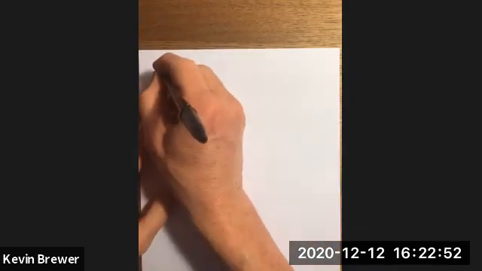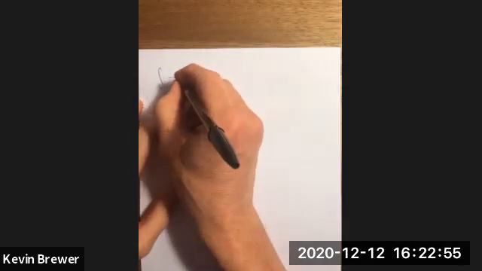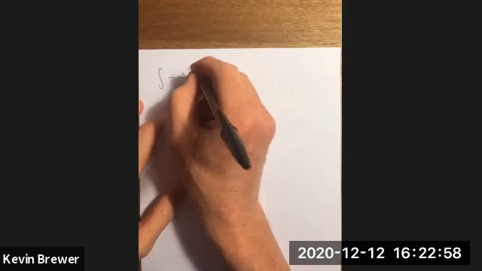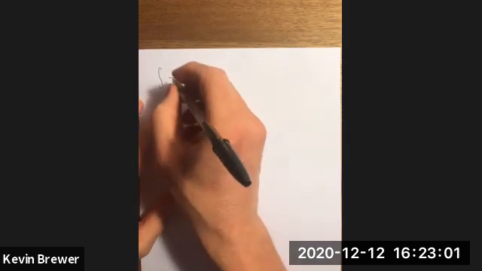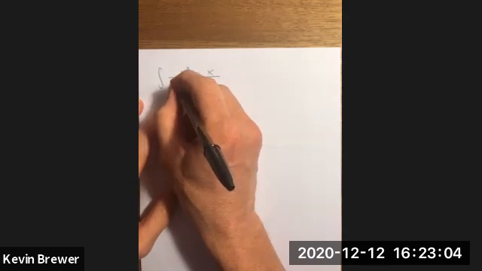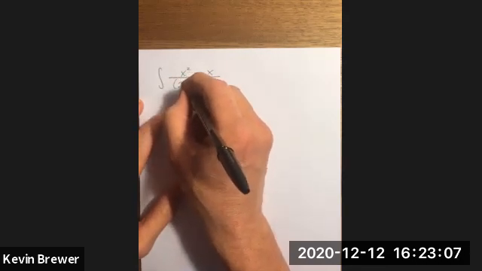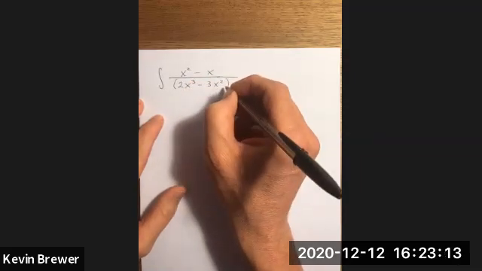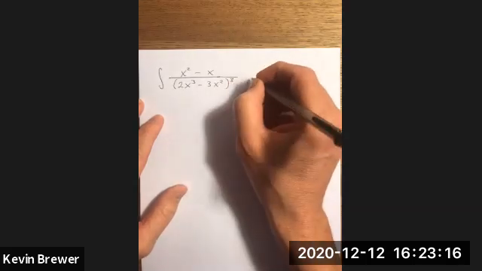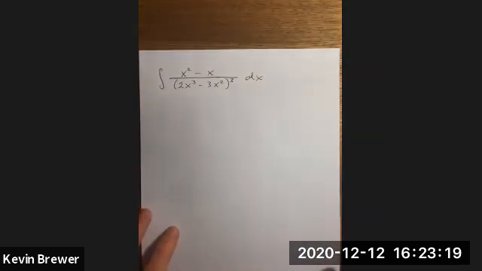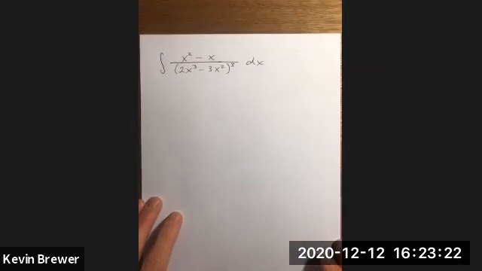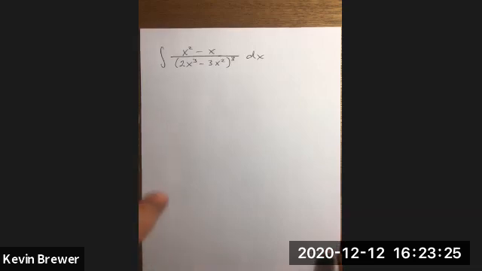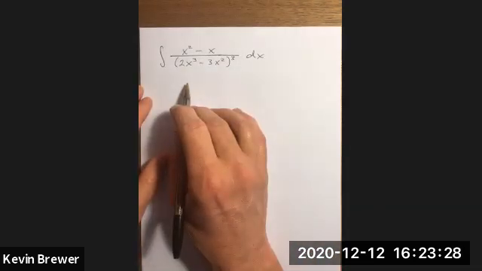Okay, another one sort of along the same lines. Evaluate the integral of x squared minus x over 2x cubed minus 3x squared, cubed, dx. And I will get us started on the right path.